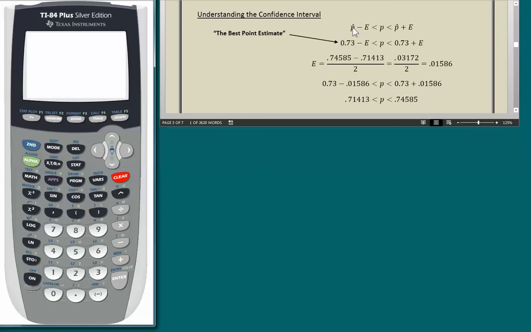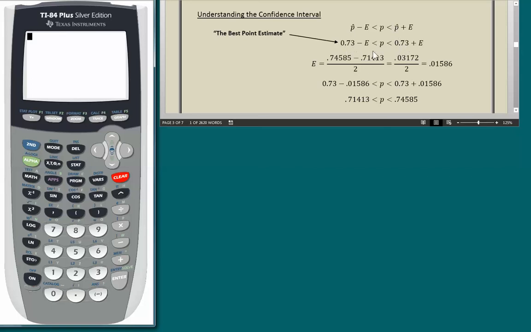We know what p hat is because the problem gave it to us. That's 0.73. And by the way, p hat in proportion problems is sometimes called the best point estimate. So you will get problems asking you what is the best point estimate. And if it's a proportion problem, that's simply the sample proportion, or p hat. It's no more complicated than that. So for each of these p hats, we're going to put in 0.73.